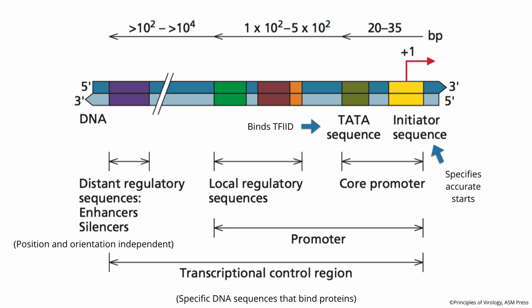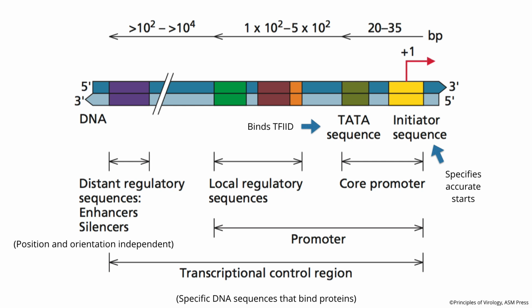And this sequence binds an initiation protein called TFIID, and this is really important for transcription as well. These two sequences, the TATA sequence and the initiator sequence, constitute what we call the core promoter. You can take just that piece of DNA and put it in front of a gene, and you will get transcription under the right conditions.